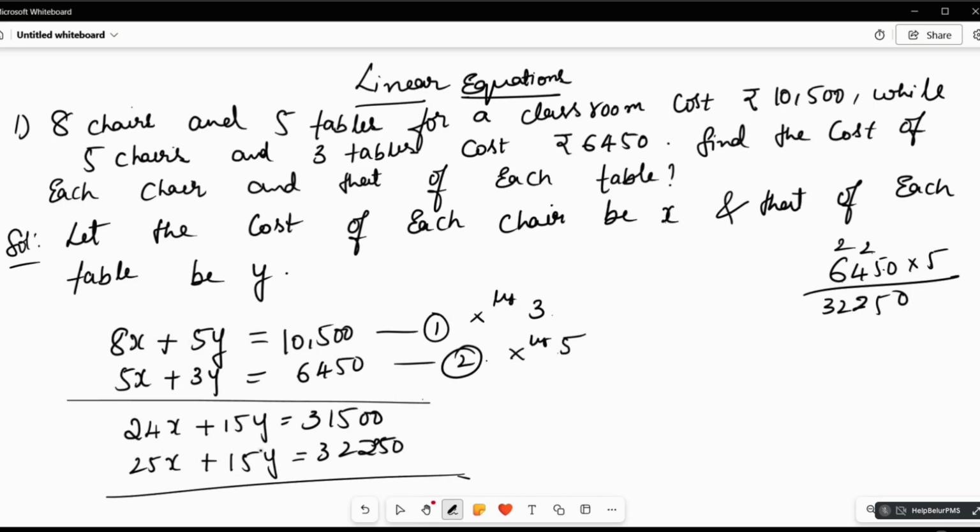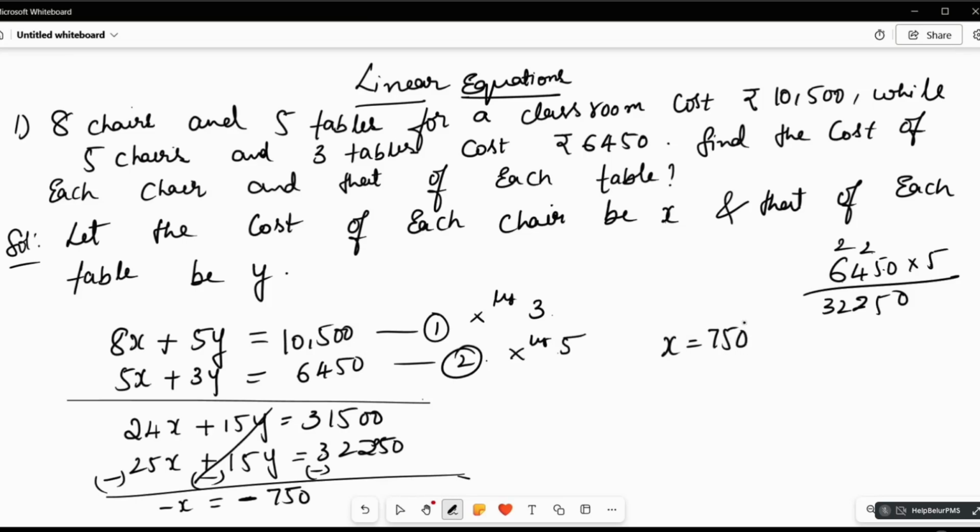Now, this is 15y and 15y, same numbers are there. If you add, it will become 30, so change the sign. 24 minus 25, what will you get? It is minus x, correct? So minus x, this is 0, that is equal to 31,500 minus 32,250. It will be 750. Since the bigger number is negative, it is minus 750, or x is equal to 750.